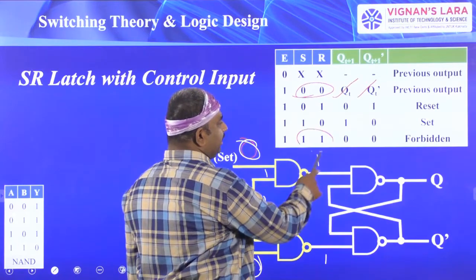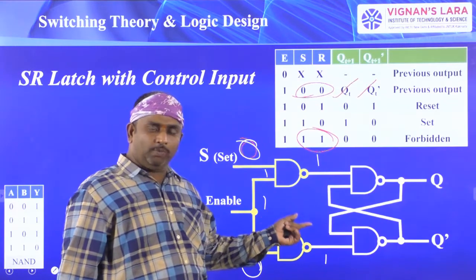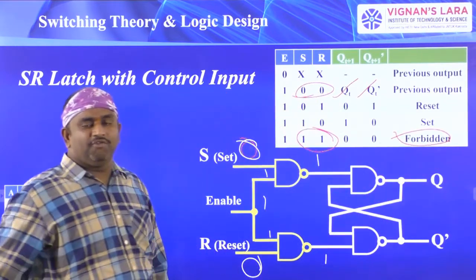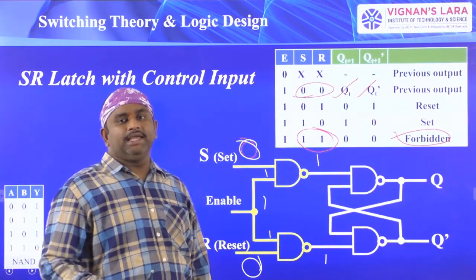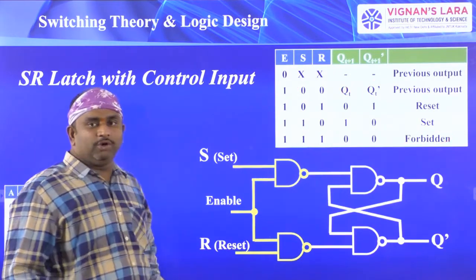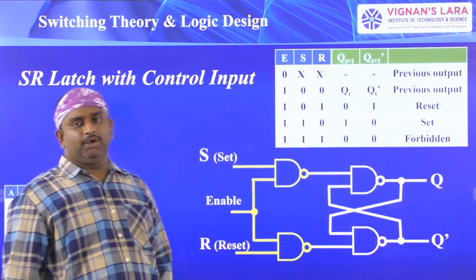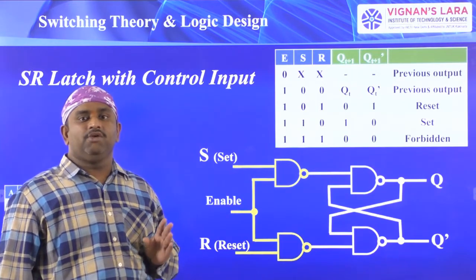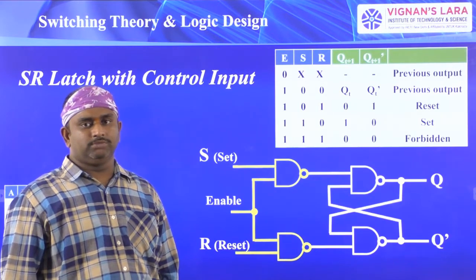Next, when you take the 1 1 combination, the outputs are 0 0, but it is the invalid state or forbidden state. For the SR latch with a control input also, the 1 1 state is the invalid state. So this is about the SR latch with control input. Coming to the total summary of this class, we have learned about the SR latch with NOR gate operations, with NAND gate operation, and with the control input. Okay, thank you.